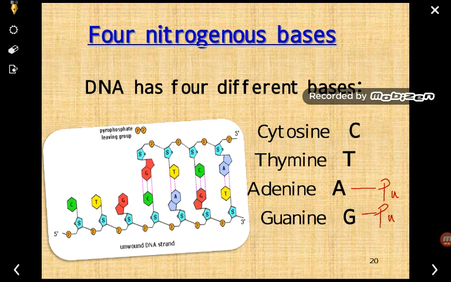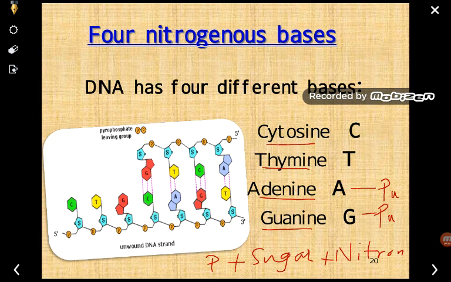We know that the nucleotide consists of the phosphate plus sugar. Just now we have seen the structure of the sugar. Now is the time for nitrogen bases. Normally in the DNA there are 4 different nitrogen bases, that is cytosine, thymine, adenine and guanine.